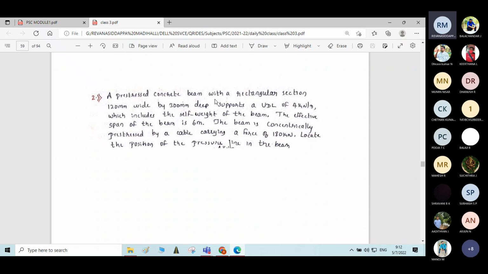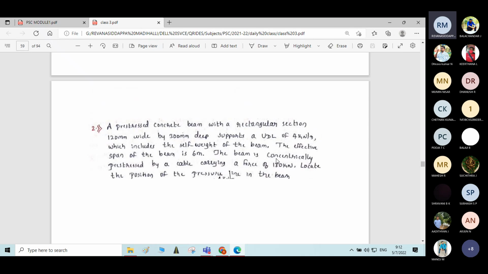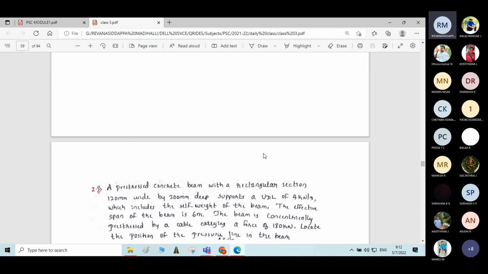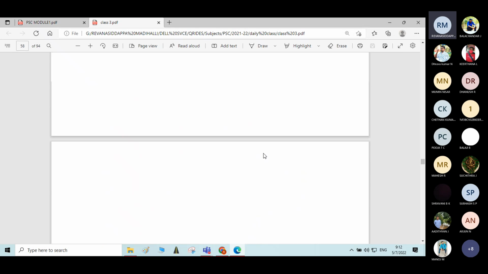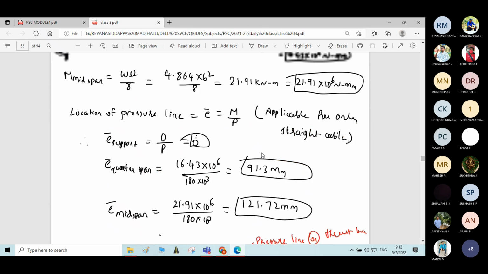A pre-stressed concrete beam with a rectangular section 120 wide and 300 mm deep supports a UDL of 4 kN per meter, which includes the self weight of the beam. The effective span of the beam is 6 meter. Beam is concentrically prestressed by a cable carrying a force of 180 kN. Locate the position of the pressure line in the beam. Okay. It is similar to the previous problem only.